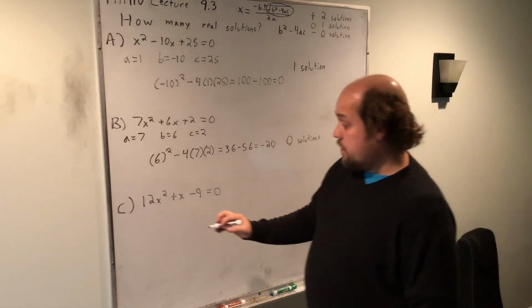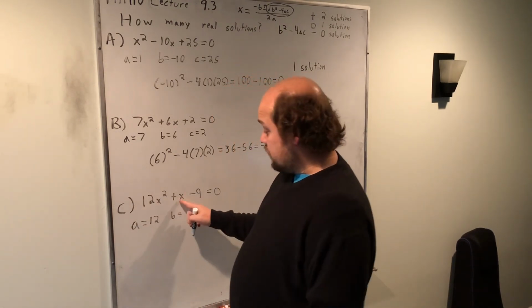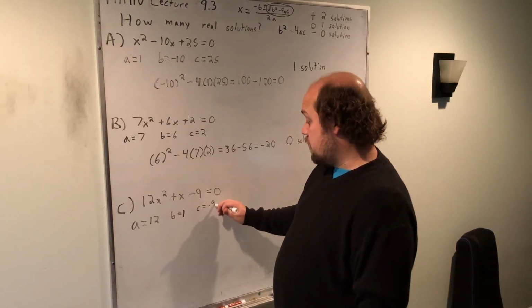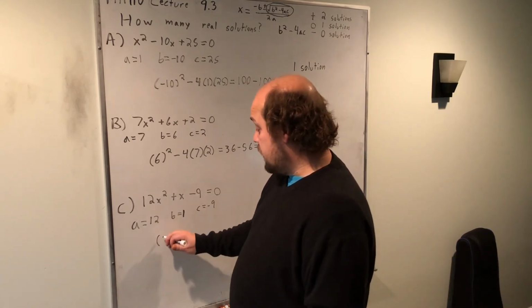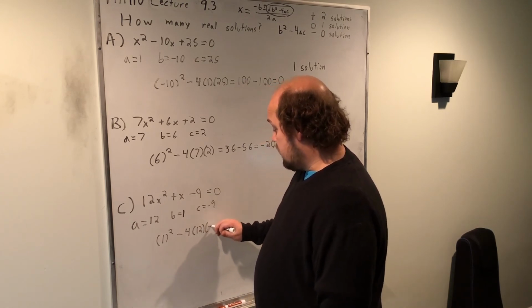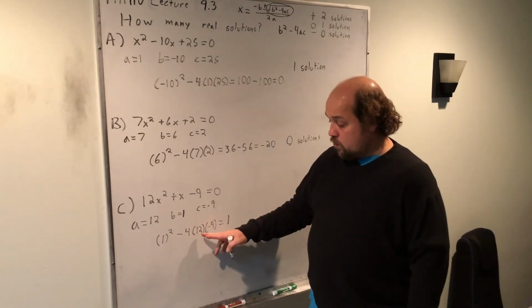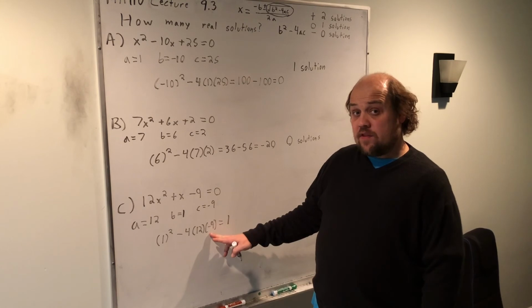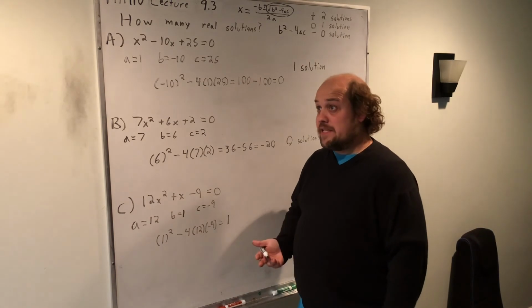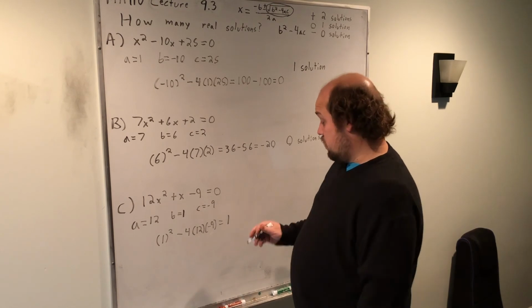For the final problem, again, I start by pulling out a equals 12. b equals, since there's no number in front of the x, it's an understood 1. And c equals negative 9. I can now set up b squared, or 1 squared, minus 4 times 12 times negative 9. 1 squared is just 1. Negative 4 times a negative 9 is a positive 36. Positive 36 times 12 would give me 360 plus 72. So that would give me 332.